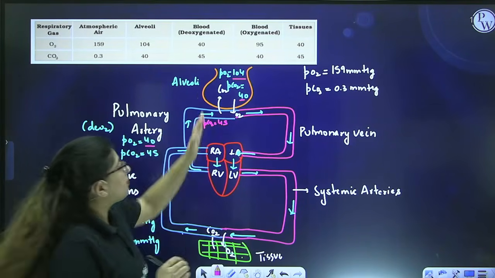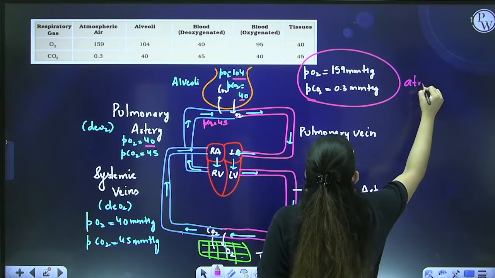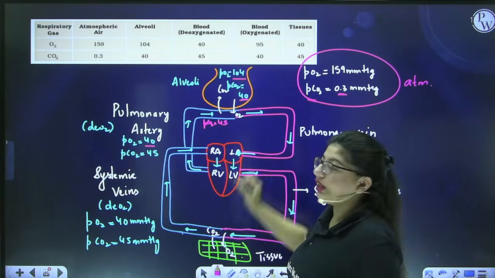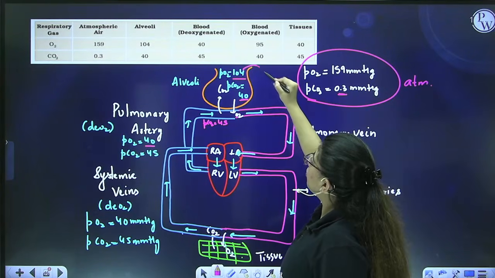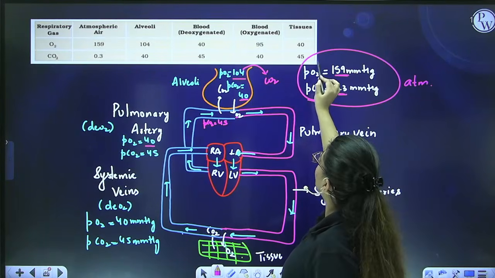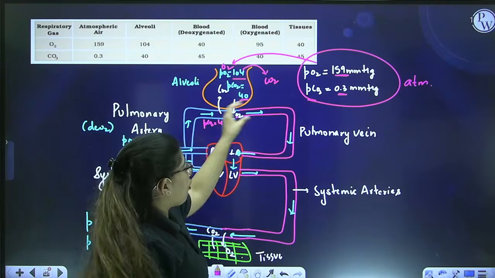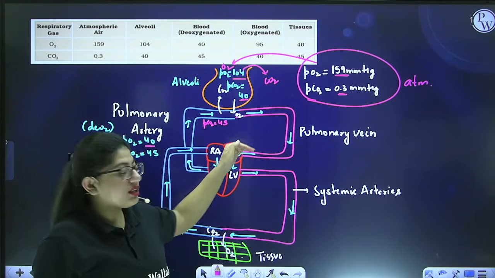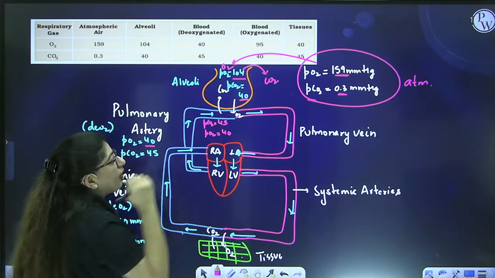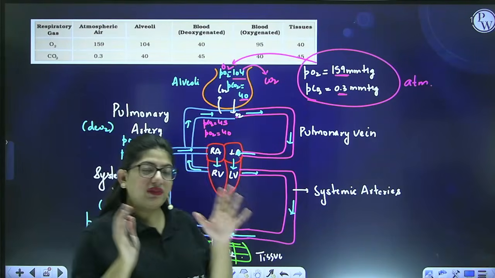Same will take place between the alveoli and the atmosphere. In the atmosphere, the partial pressure of CO2 is 0.3 and here the partial pressure of CO2 is 40. High pressure, low pressure, CO2 will move out. Here, the partial pressure of oxygen is 159, here 104, so oxygen will move in. Similarly, the blood has now become oxygenated because it has picked up the oxygen. Reason: the partial pressure of oxygen in the deoxygenated blood was 40 and in the alveoli it was 104. So oxygen enters here.